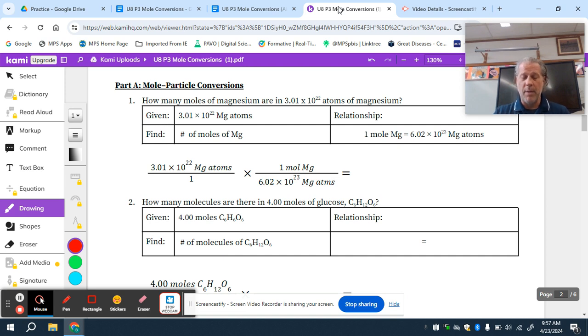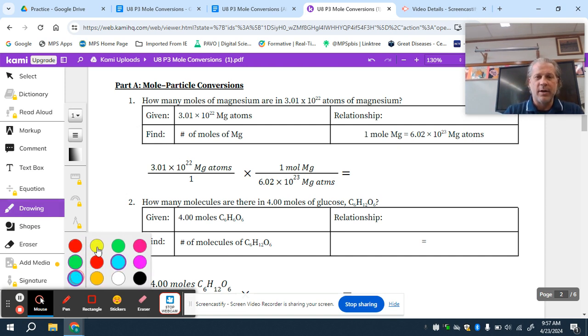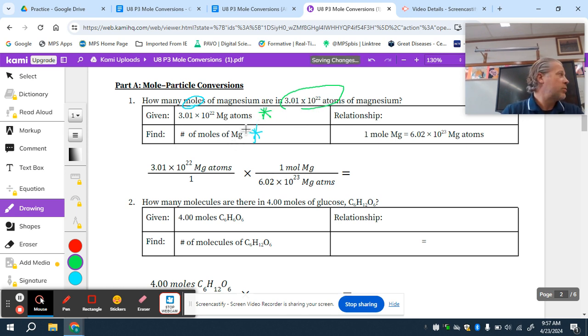But let's just talk about what the problem is asking us to do. In this problem, it's asking us to solve for number of moles. So we're looking for number of moles of magnesium. That's our find. And our given is the 3.01 times 10 to the 22nd atoms of magnesium. So that's what we're starting with. The other thing we need to remember is that the relationship here is 6.02 times 10 to the 23rd is always going to be equal to 1 mole.